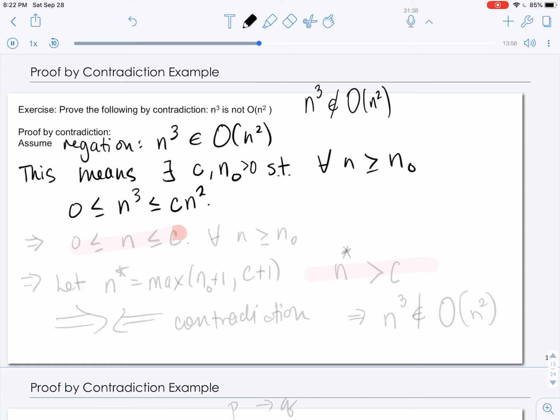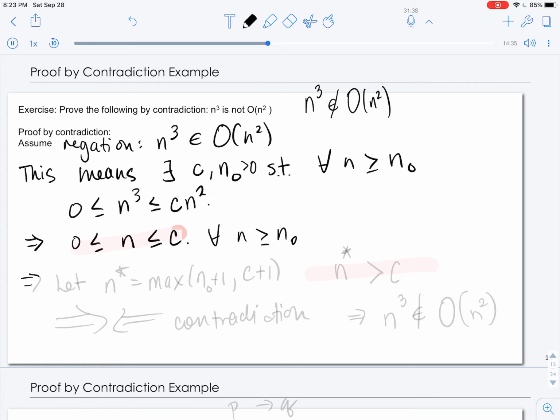Okay, let's consider when we divide this entire inequality by n squared. We can do so since we know it will be greater than 0. So we are going to get that n has to be less than a constant. Now, sometimes people will stop the proof there because it doesn't seem possible that a constant could ever be bigger than an arbitrarily large n. But that's just our intuition. We haven't completed the proof. We haven't actually shown a contradiction yet.